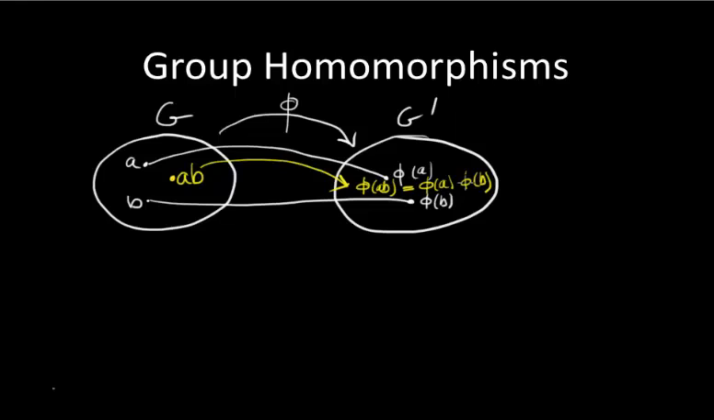So a group homomorphism is a mapping, but it is one that preserves the algebra. In other words, it doesn't matter if I multiply A and B over here and get AB and then map over to G prime, or if I map A to phi of A, B to phi of B, and then multiply in G prime. It doesn't matter if I multiply first and then map, or map and then multiply in G prime. That's what it means to be a homomorphism.